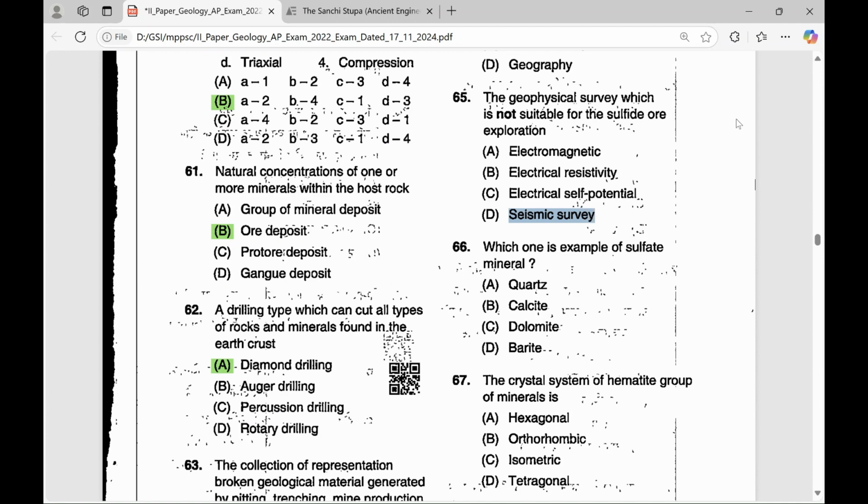So the answer is seismic survey. Comment down below why is it so. Okay. Next, which one is an example of sulfate mineral? Quartz, calcite, dolomite, barite. Tell me. These two are calcium minerals. The silica, barite is BaSO4. So this is the correct answer.